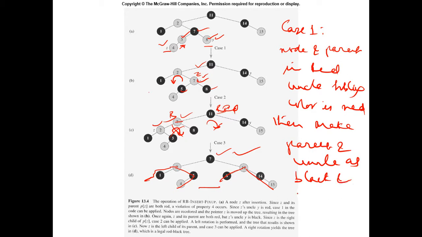And grandparent GP is red. Got it? And make GP, grandparent, as red. Then advance Z to grandparent. So this is the case one solution.